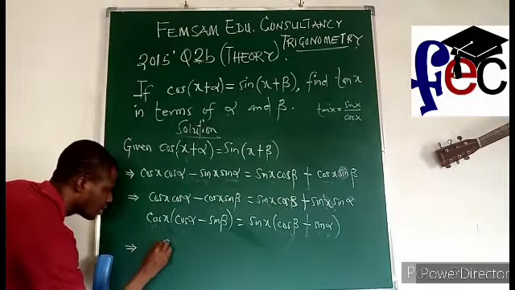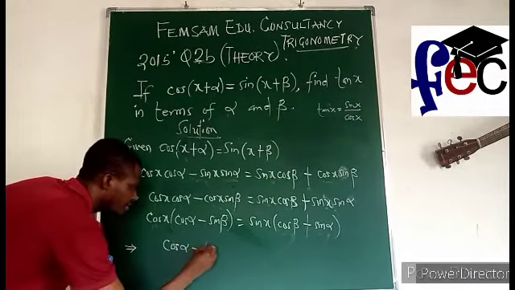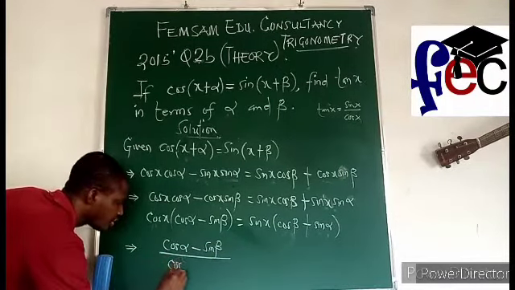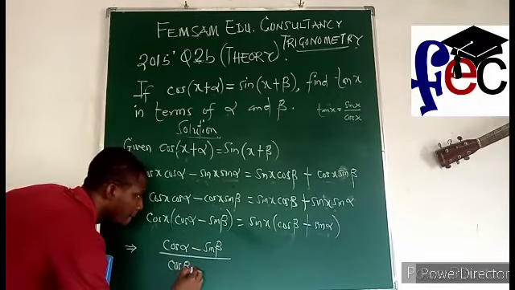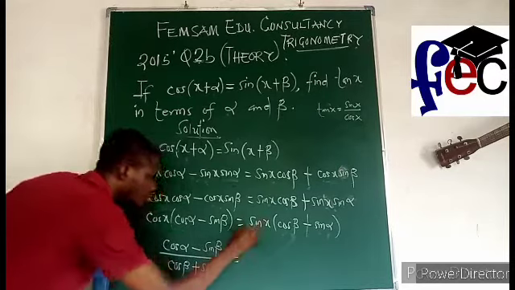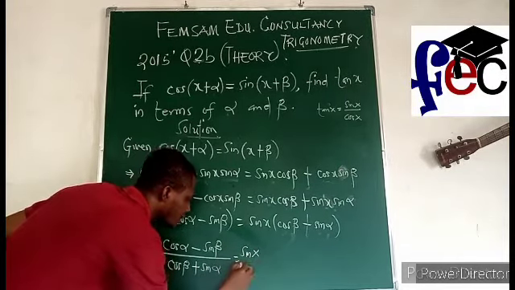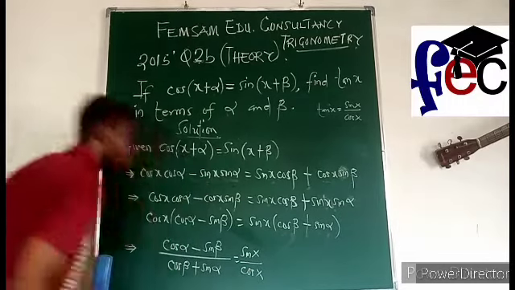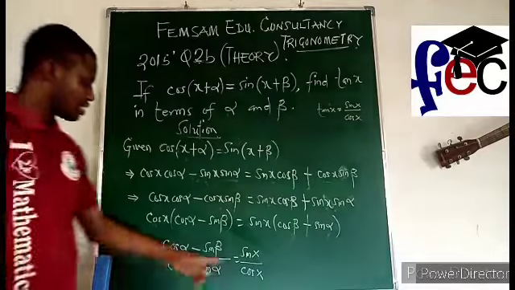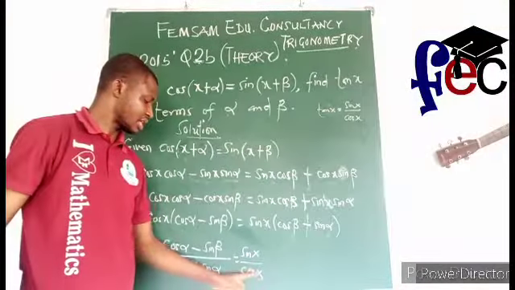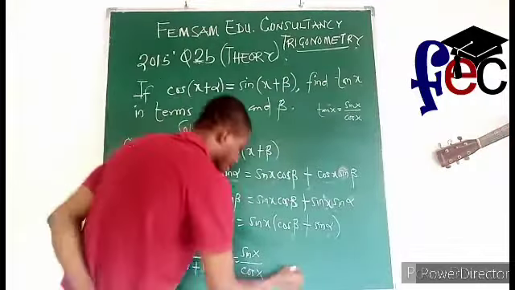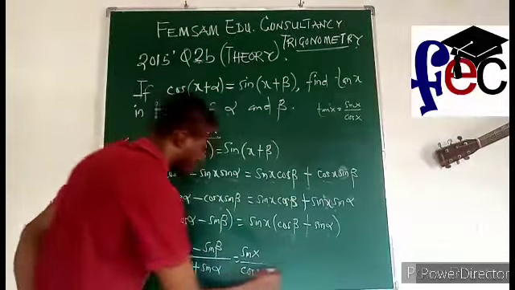So this becomes cos alpha minus sine beta divided by cos beta plus sine alpha equal to what? Sine x over cos x. Now that we have this, you will take note that sine x over cos x gives us what? Tan x.